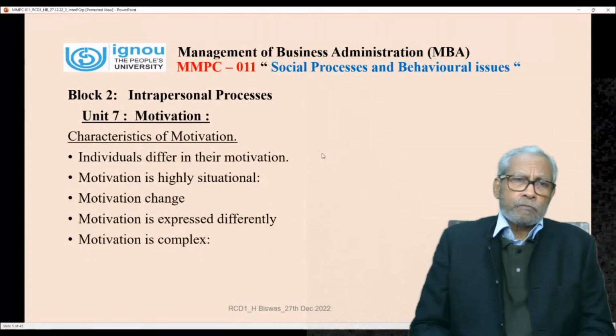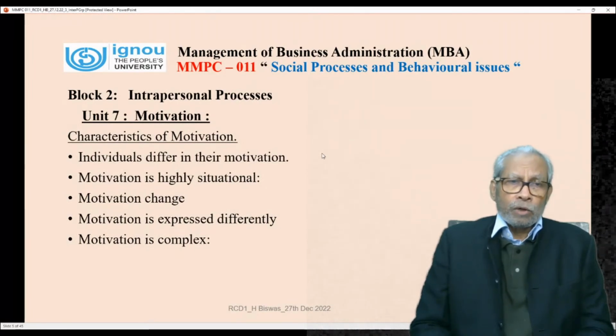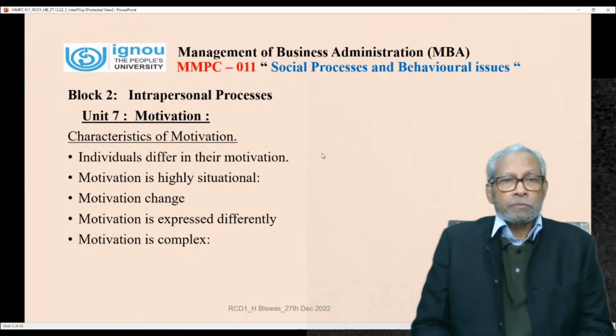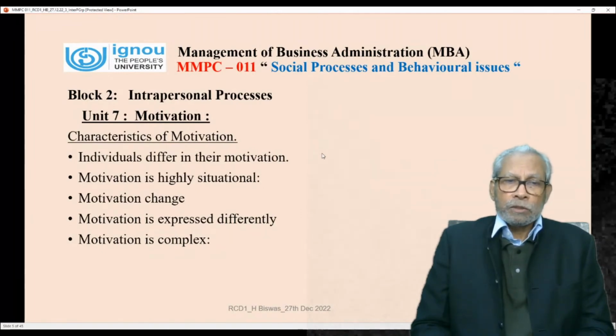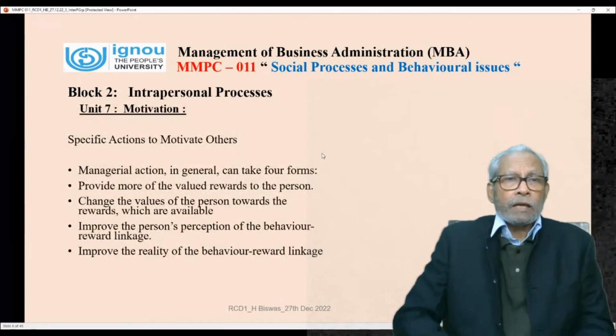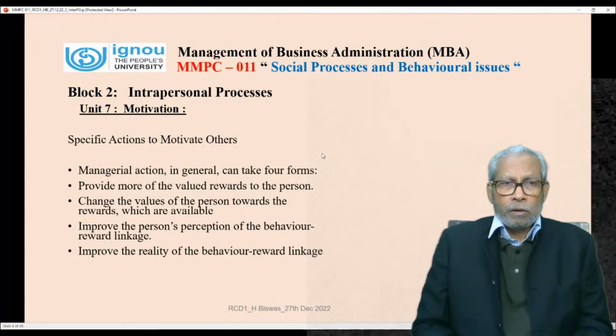Characteristics of the motivations. Individuals differ in their motivations. Motivation is highly situational. Motivation changes, motivation is expressed differently, and motivation is complex. So these are the characteristics of the motivations. Now, specific actions to motivate others.